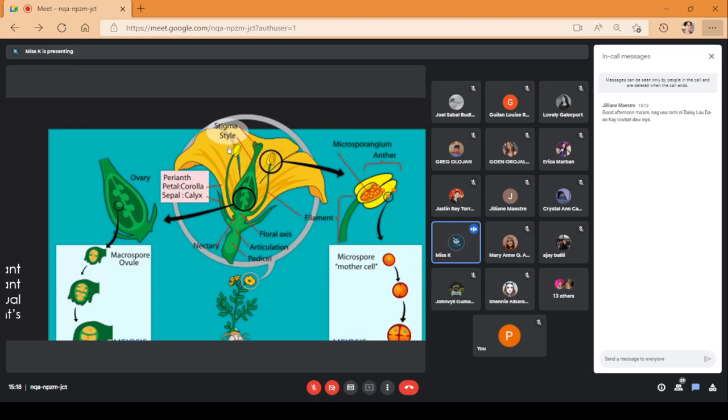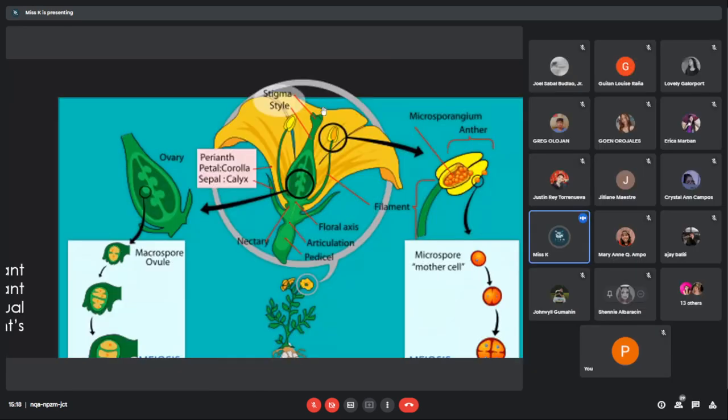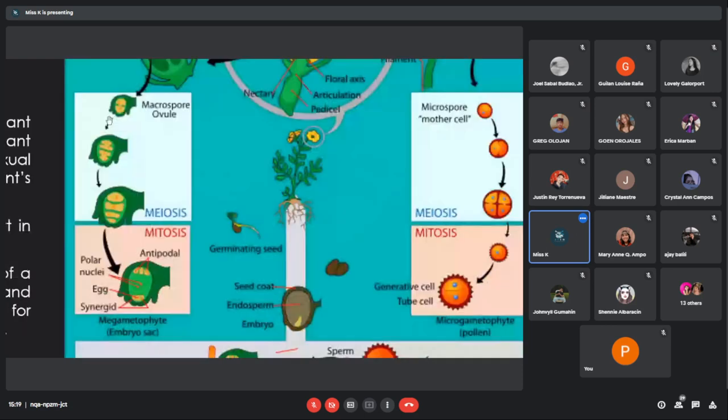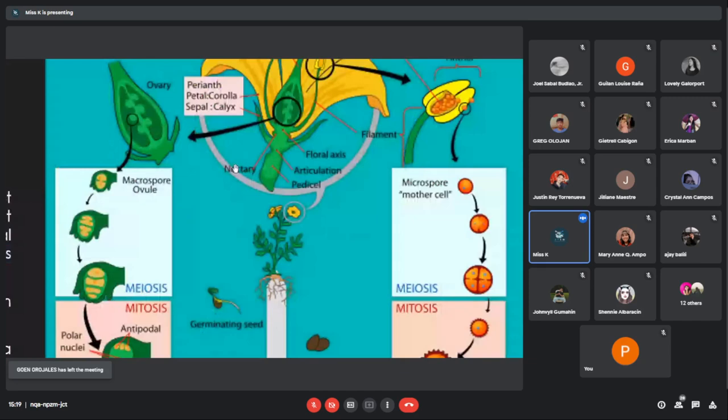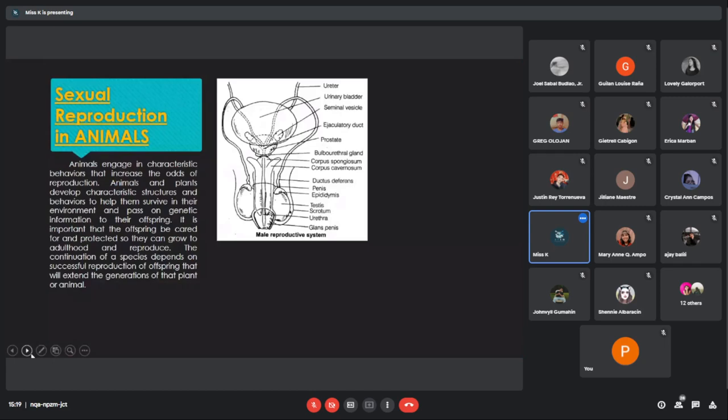And then comes the fertilization of the ovules that are present in this ovary, and then that ovule will be fertilized and will undergo developmental processes and cell division to create an end product, which is a seed that will grow into a plant.